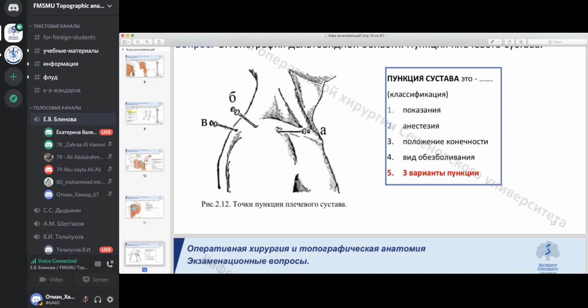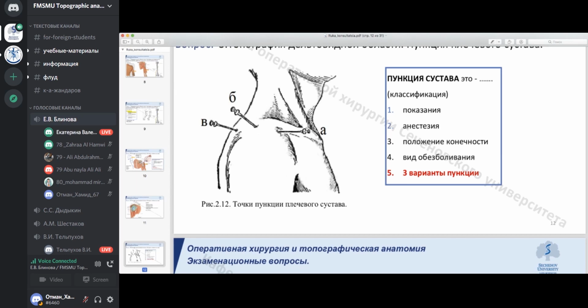There are 3 points for the puncture of the joint. If you call only 1 point for the answer on this ticket, it's normal because you will have a little time.